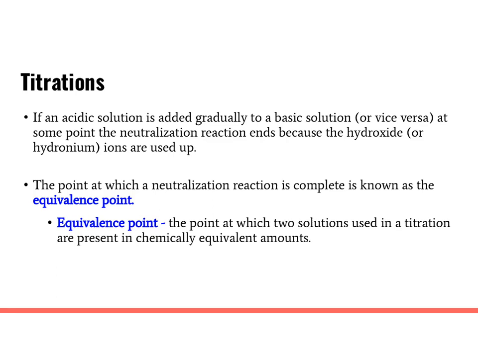So a titration is basically when we take either an acidic solution and add it really slowly to a basic solution, or the other way around, where we take a basic solution and add it to an acidic solution, and all of those ions, in this case it could be hydroxide ions or it could be hydronium ions, remember those dots that were in that simulation, get used up. So the point at which we reach this neutralization point also has another name. We call that the equivalence point.